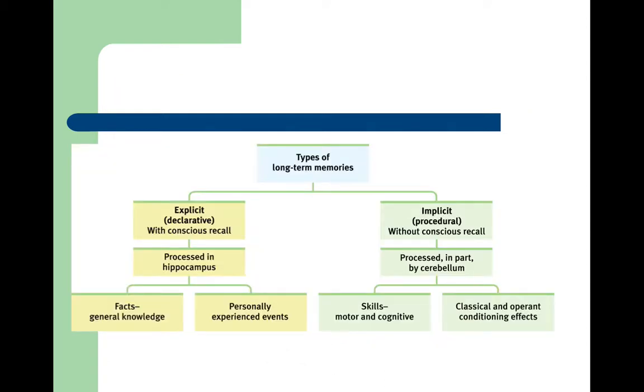Here's a nice visual to end with. Long-term memories, explicit, these are declarative memories with conscious recall, processed in our hippocampus. They're general knowledge and facts. They're personally experienced events that we can know and recall. Implicit, more procedural type of memory without conscious recall, processed in part by the cerebellum, kind of our skills and motor cognitive abilities, and our classical and operant conditioning behaviors. And that's it for storage.